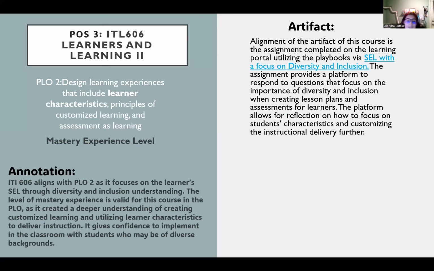Now, POS 3 is the ITL 606, Learners and Learning 2, with the PLO 2 alignment, designing learning experiences that include learner characteristics, principles of customized learning, and assessment as learning. I chose this in the mastery experience level. ITL 606 aligns with PLO 2 as it focuses on the learner's SEL through diversity and inclusion understanding. The level of mastery experience is valid for this course as it created a deeper understanding of creating customized learning and utilizing learner experience or characteristics to deliver instruction. It gives confidence to implement in the classroom with students who may be from diverse backgrounds.